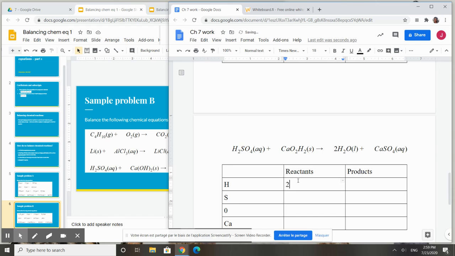So I've got 2 plus 2 on my right is 4. I've got 2 times 2 on my right to be 4. For sulfur, I just have 1 on each side. For oxygen, I've got 4 plus 2 is 6 on my left. 2 plus 4 equals 6 on my right. And then I've got 1 calcium on either side.